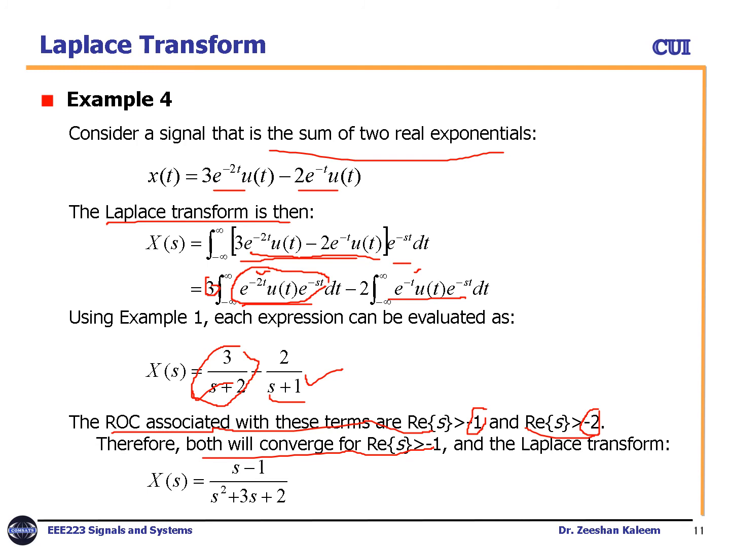So the Laplace transform is this: by taking the LCM, or multiplying these two terms, (s plus 2)(s plus 1), you will get s square plus 3s plus 2, and on the top you will get s minus 1. So this is your X of s, which is equal to s minus 1 over s square plus 3s plus 2.